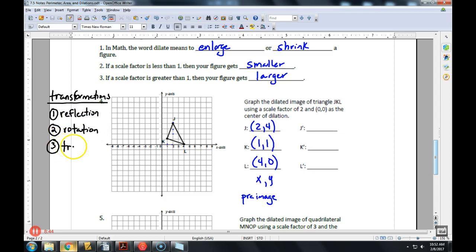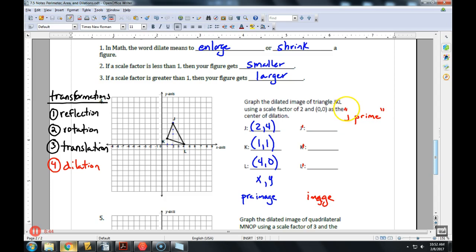Earlier in the year, we did some translation stuff, where a translation is a slide, and then today's is a dilation. All right, so 4 different ways I can manipulate figures here. So now, after it undergoes this scale factor, this magnification, the new one is called the image. And remember from earlier in the book, we put this little quotation mark up there, and that would be read as J prime.